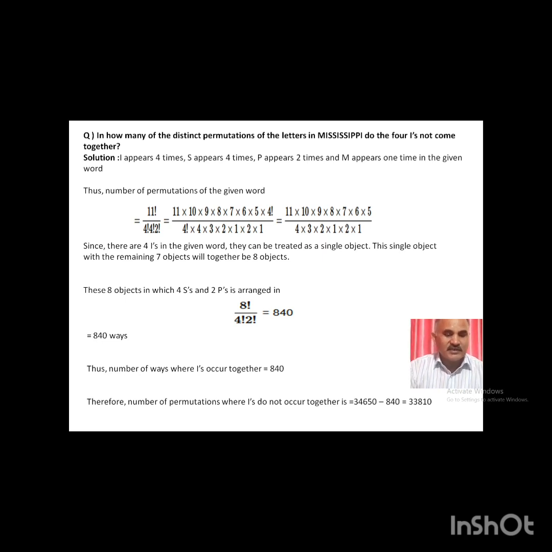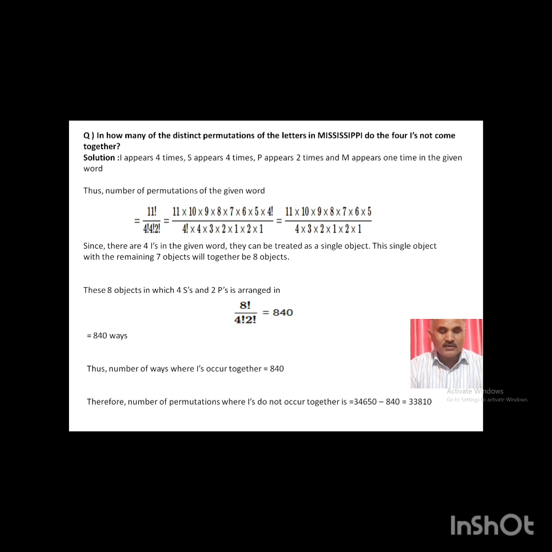So these 8 objects, in which 4 S's and 2 P's are arranged. See, if all the I's are written together at a time, then the total number of letters will be 8 factorial, because the total number of letters is actually 11. We have 4 I's, we just make one packet of I's, so 11 minus 4 is equal to 7, and that becomes 1 I, so the total number of objects will be 8. So 8 factorial upon 4 factorial multiply 2 factorial, which is equal to 840.